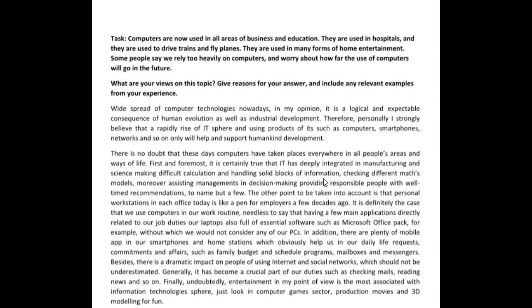The other point to be taken into account is that personal workstations in each office today are, because workstations are like a pen for employers a few years ago. It is definitely the case that we use computers in our work routine. Needless to say that having a few main applications directly related to our job duties, our laptops are full of essential software such as Microsoft Office Pack, for example, without which we would not consider any of our PCs.